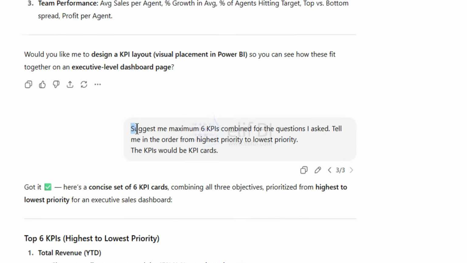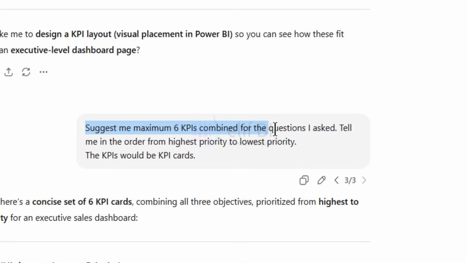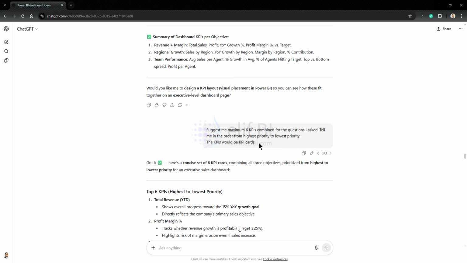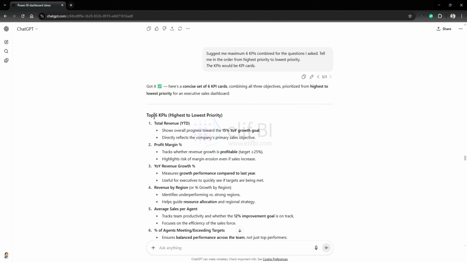So here I asked, suggest a maximum of 6 KPIs combined for the questions I asked. Tell me in the order from the highest priority to the lowest priority. The KPIs would be the KPI cards. Now here I'm telling it that I want to have the KPIs, and I already have it in my mind that I want to keep the KPI cards, and I want them to be from top priority to the lower priority ones.